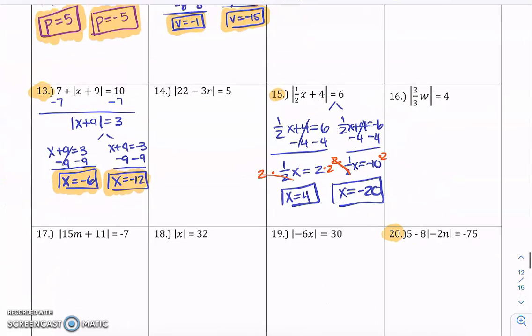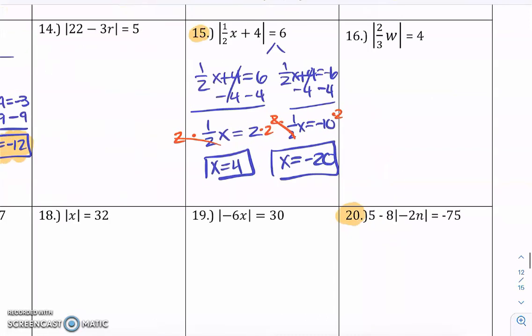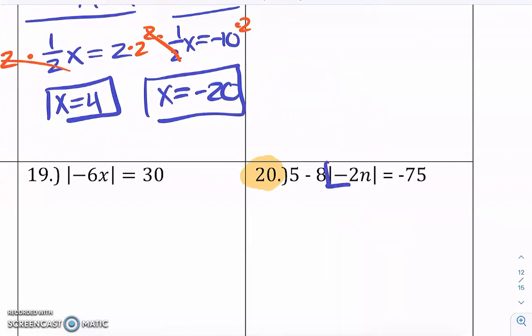You just have to get the absolute value by itself. So one more. Number 20 here. We want this to be the only thing over here. So we have to move this 5 and this 8. So let's move the 5 first. I do see the minus sign, but that's with the 8. So the 5 is really positive. So we need to subtract the 5.